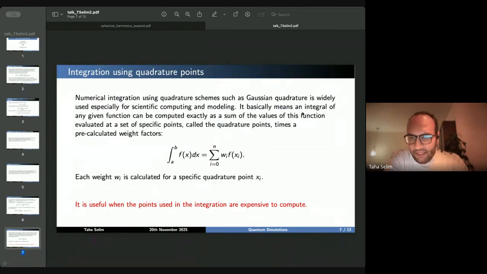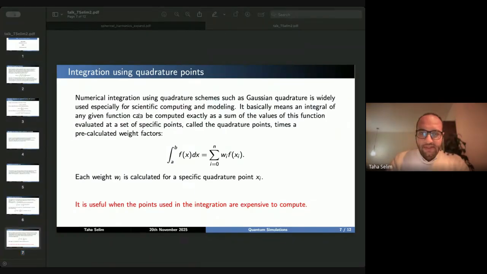And this means that any integral of any given function can be computed exactly as a sum of the values of this function evaluated at a set of specific points called quadrature points times pre-calculated weight factors. Okay, so I'm going to highlight how this is done.